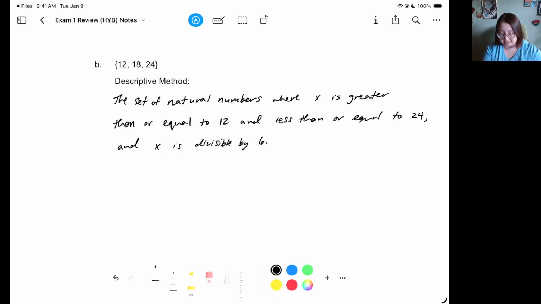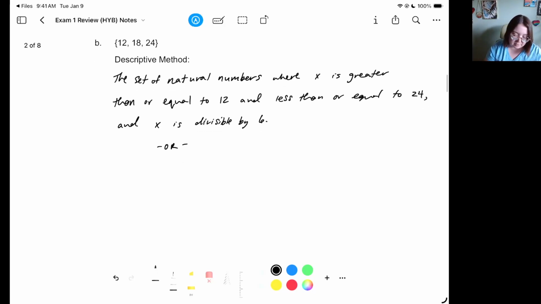I can give you one more example of something that would also be okay. Just another way of saying it. So like we said, instead of saying the set of natural numbers, you can say x is a natural number, right? You can say that instead. You do want to establish that it is a natural number. If you don't establish it's a natural number, then in theory you could have decimals. You definitely don't want that to happen. So you do want to establish that it's a natural number.